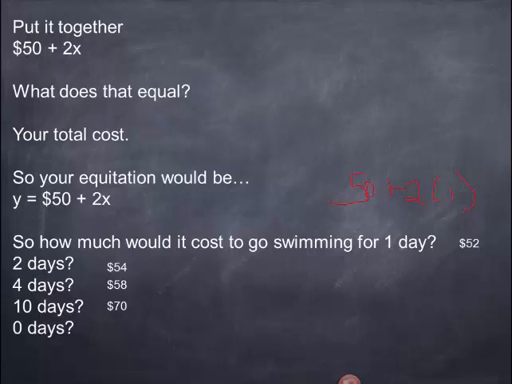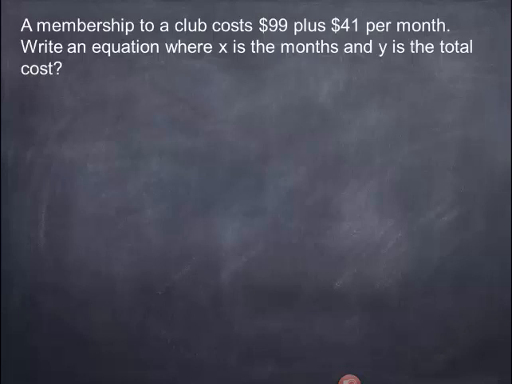Okay, let's try one with you. A membership to a club costs $99 plus $41 per month. Write an equation where x is the months and y is the total cost. Go ahead and hit pause, write this down, and write your own equation. We'll see if it matches mine.